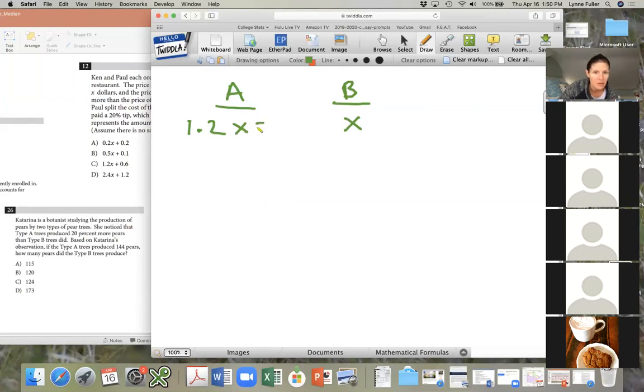And type A trees produced 144 pears. How many pears did type B trees produce? I would do 144 divided by 1.2, which would be 120 pears. You'll also notice this is question number 26 out of 30. This is a harder problem because we have to think about this 100 plus the 20%.